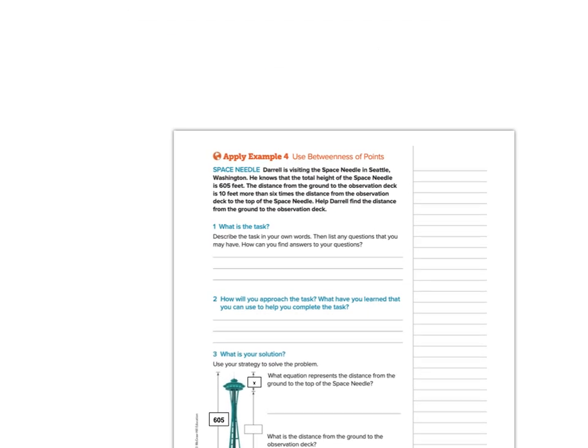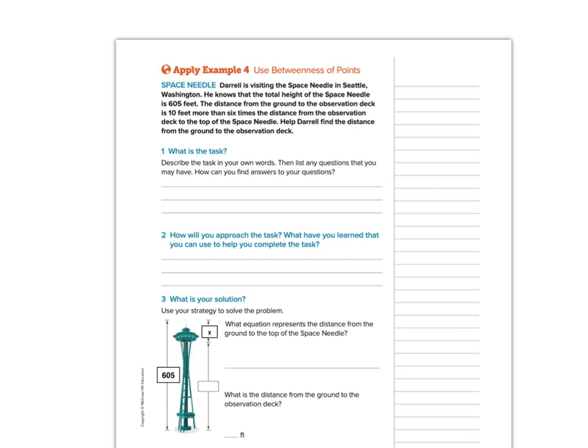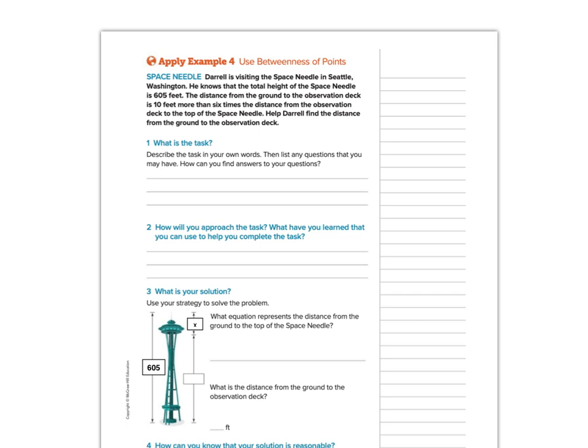All right, moving on. We're going to apply some of the things that we've done here in example number 4 and the use of betweenness. Gosh, a lot of words here, a lot of stuff going on. But the Space Needle. If I were to skip down and figure out what is going on, it says, help Daryl find the distance from the ground to the observation deck of the Space Needle.